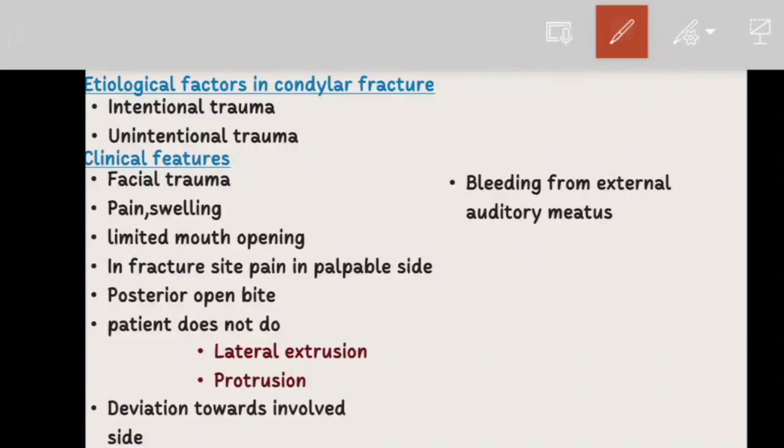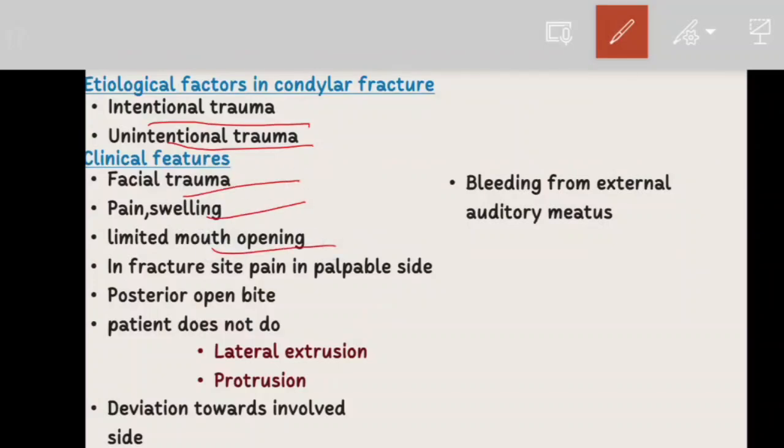Now the etiology and clinical features. So what are the causes? The first is intentional trauma, that is assault, and unintentional trauma like a road traffic accident and fall. The clinical features are facial trauma, pain and swelling, and limited mouth opening.